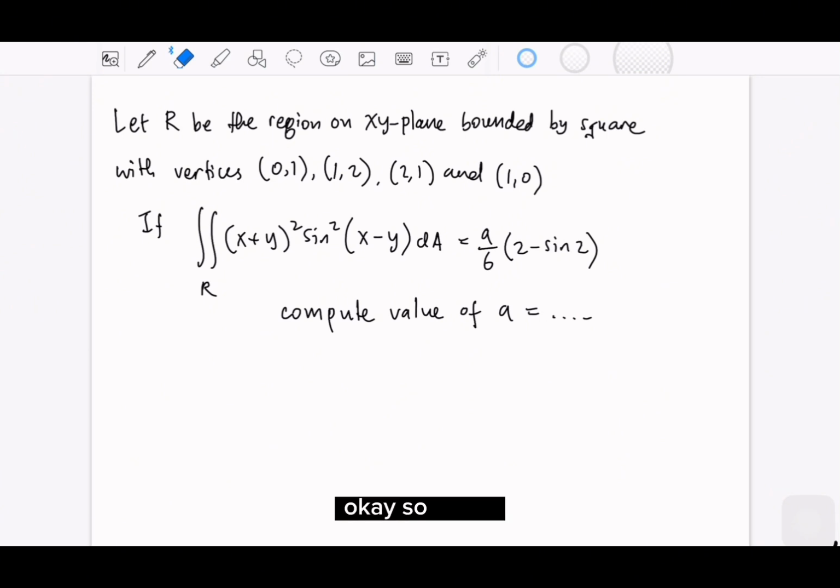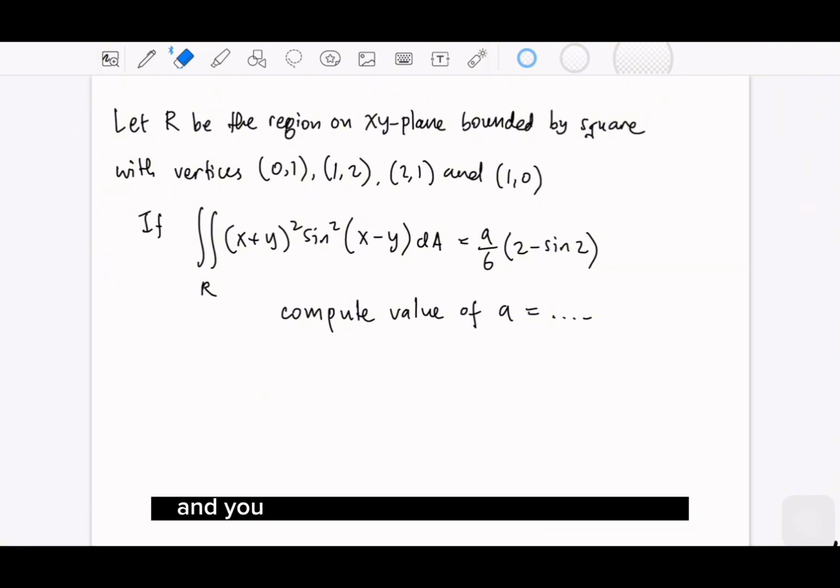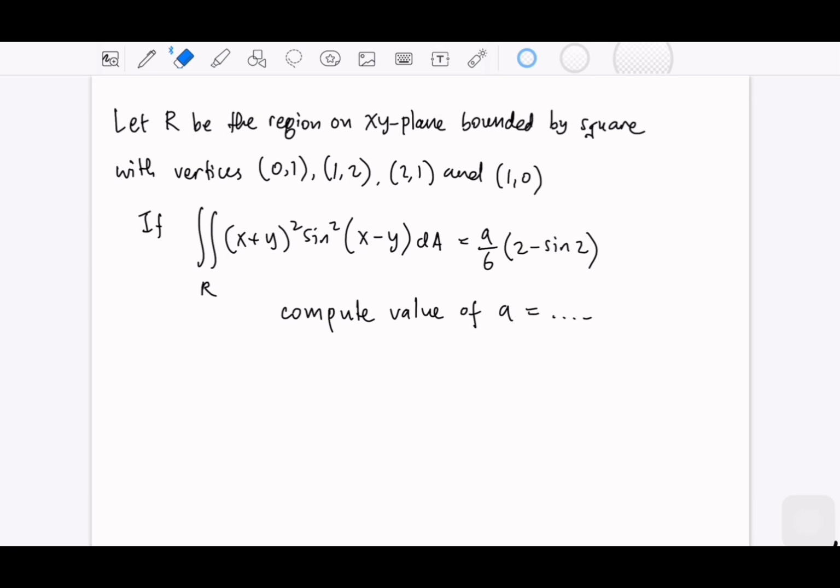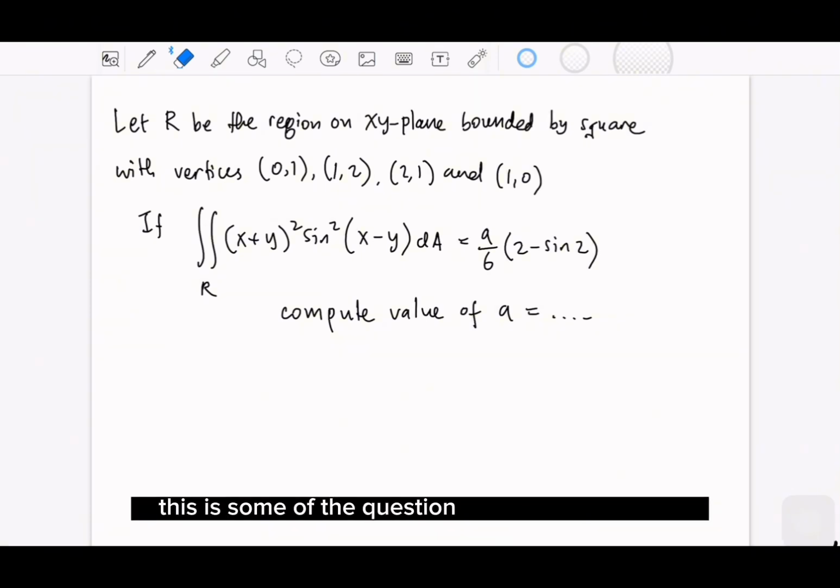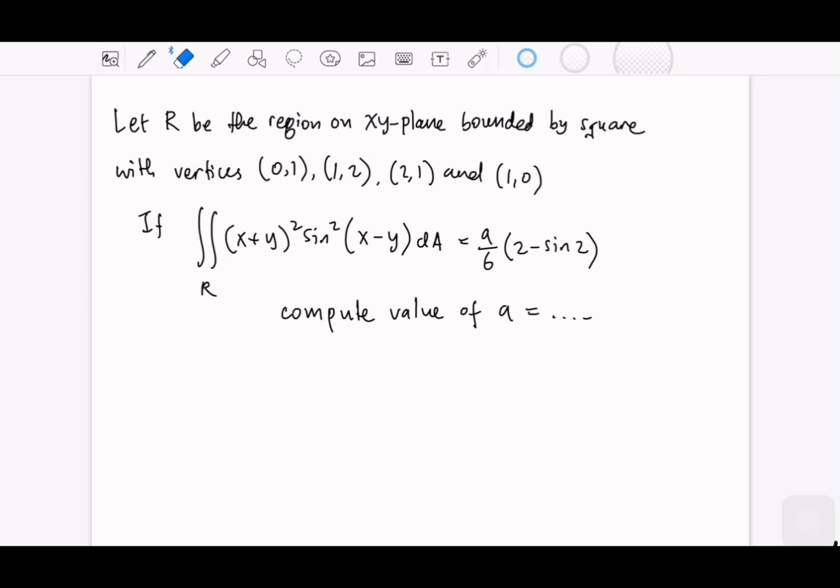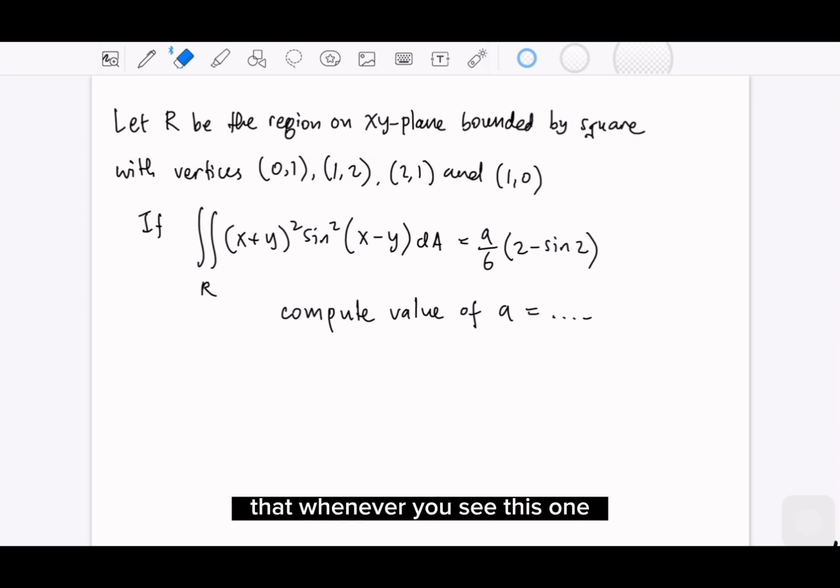If you read some of the exercises in the textbook, this is one of the questions that is quite obvious. Whenever you see this, you immediately need to change the variables. x plus y becomes one variable, and x minus y becomes another variable. Suppose this is u, and this is v.